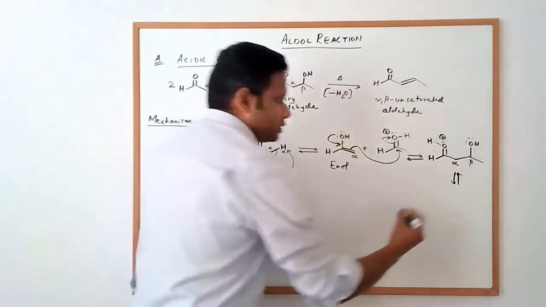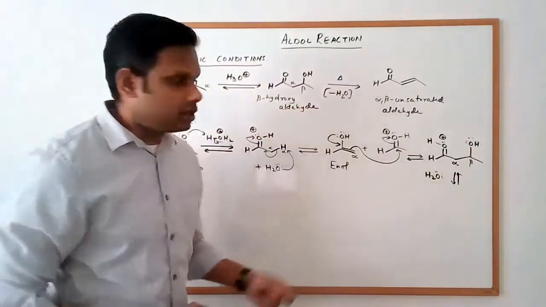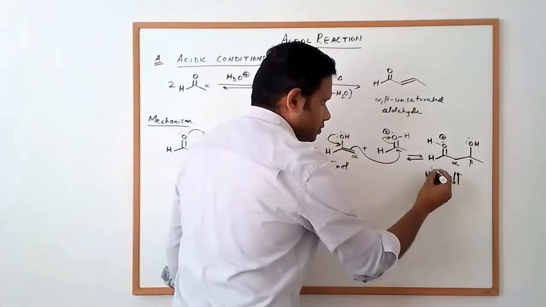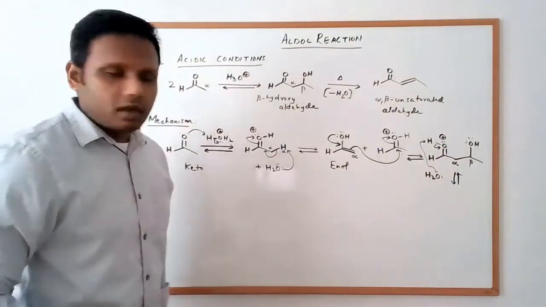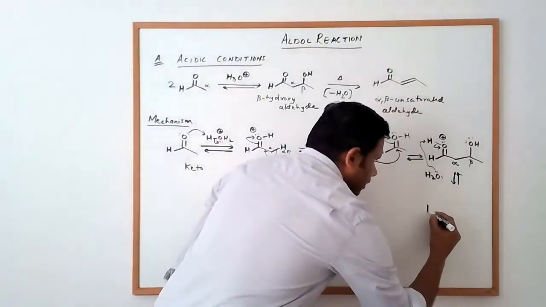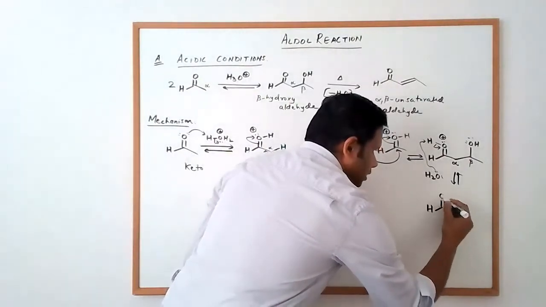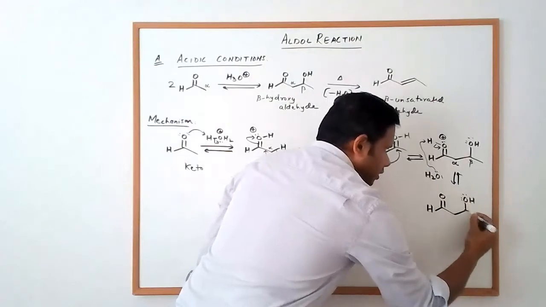Okay, there's this final acid-base reaction or a deprotonation event that has to happen. So a water molecule can go ahead and deprotonate that oxygen, the aldehyde oxygen, the carbonyl oxygen, and that's going to give us the beta hydroxy carbonyl compound.